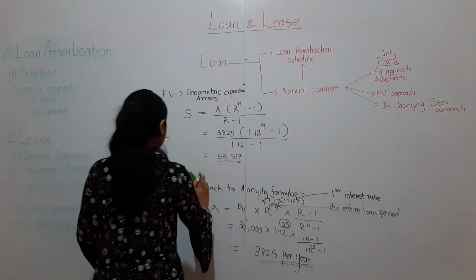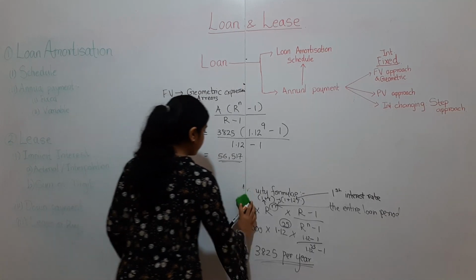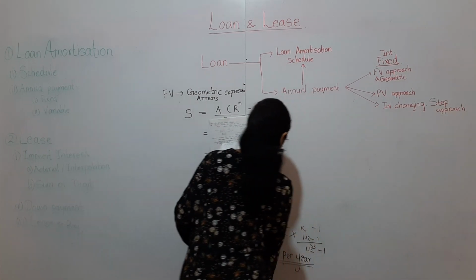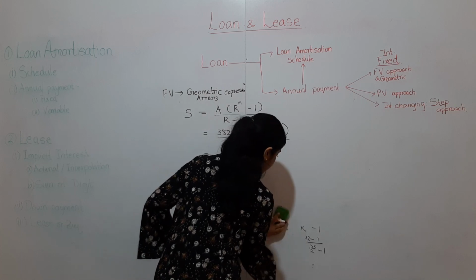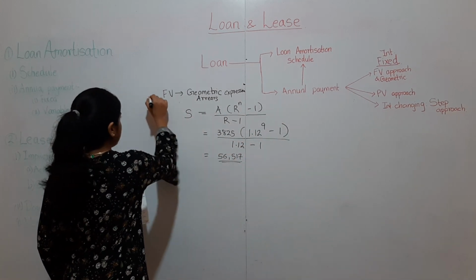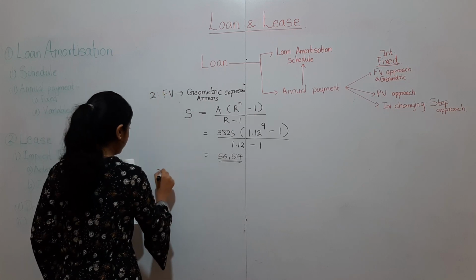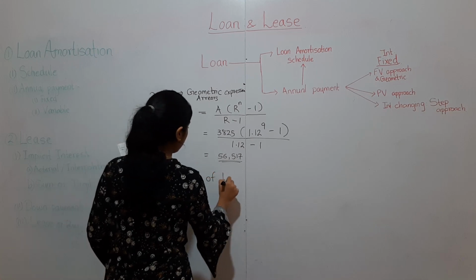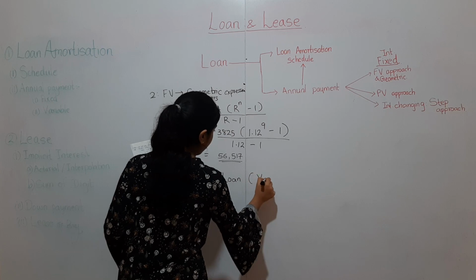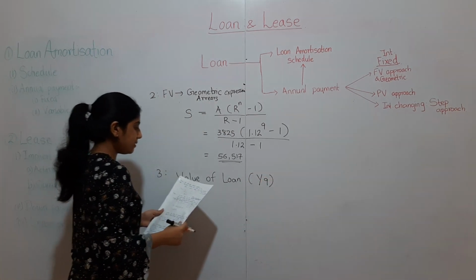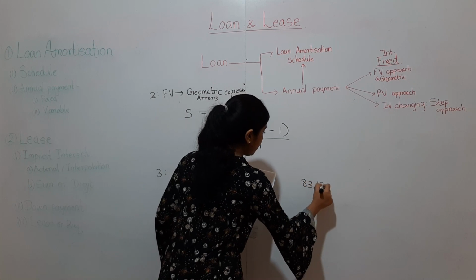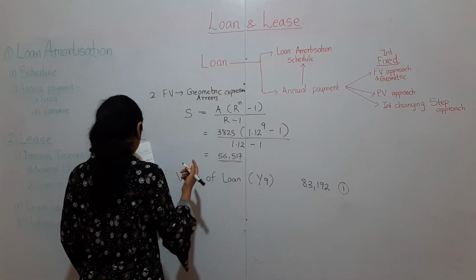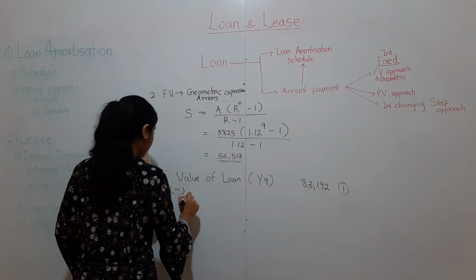Next step, calculate the remaining value of the loan at the interest changed year, which is year 9. So this is step 2, step 3. In step 1, we've identified the value of the loan in year 9, that is 83,192. Step 1's answer.